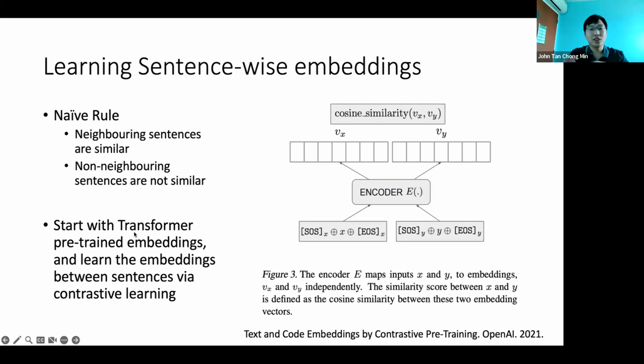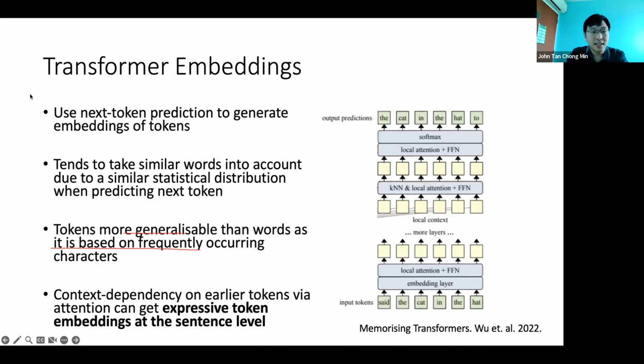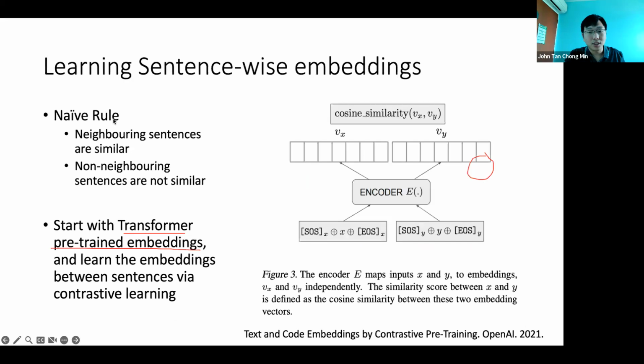So how do they actually do this? How do they nudge the transformer embedding? What they did is they start with the transformer pre-trained embedding. They nudge the pre-trained embedding, which, if you look at this diagram here, is this last token embedding. They take this last token embedding and nudge it closer to have the meaning of the whole sentence. And how do they do that? They do that using contrastive learning.